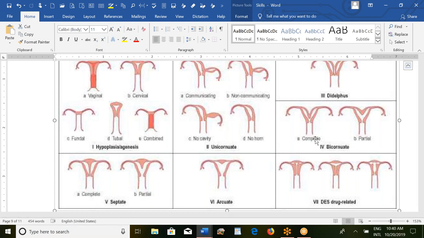So what about bicornuate? Bicornuate uterus, again, abnormal presentation can be there, and miscarriages, preterm labor and delivery. That is the point. If it is complete and the patient goes into labor undiagnosed, she will have late second trimester miscarriages, and that is why it is mostly diagnosed accidentally.